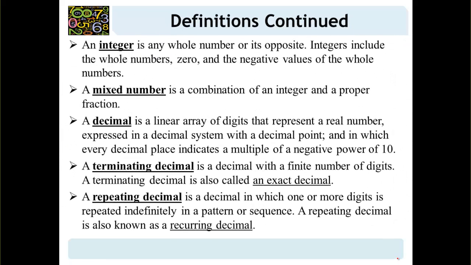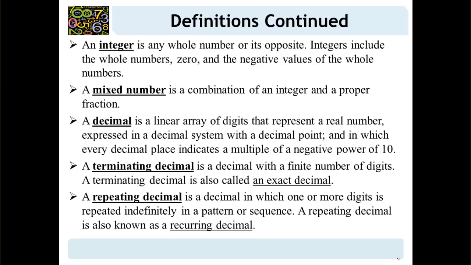The next on our list is an integer. An integer is any whole number or its opposite. Now, what do I mean by opposite? Like, opposite of 5 is negative 5. Opposite of 10 is negative 10. Opposite of 20 is negative 20.